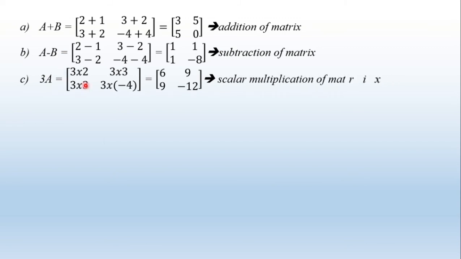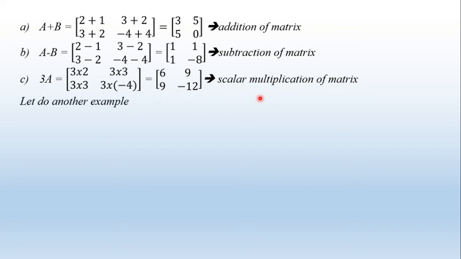3A means scalar multiplication. Matrix A had the values 2, 3, 3, minus 4, so multiplying each entry by 3: 3 times 2, 3 times 3, 3 times 3, 3 times minus 4. So the values become 6, 9, 9, minus 12. This is scalar multiplication of the matrix. In this way we can subtract, multiply and add matrices.